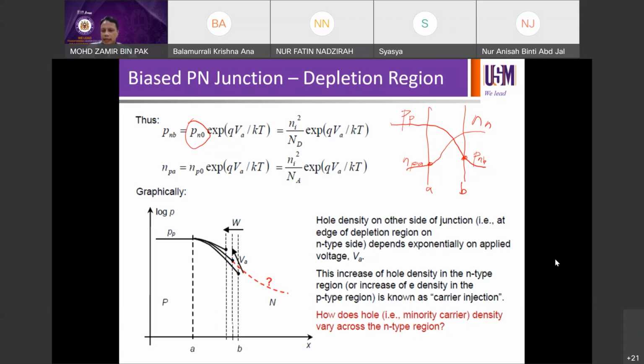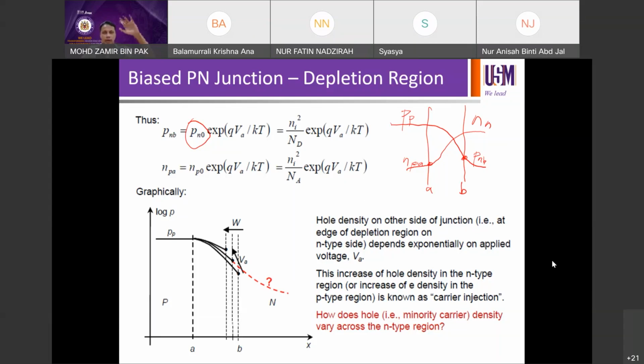Okay, holes in n-type at thermal equilibrium, right? So when you want to calculate the PNB, it is the holes in n-type at point B under forward bias condition. So you want to compare that with holes in n-type at thermal equilibrium. Maksudnya kita nak tengok how much changes do you have for hole as the minority carrier in n-type at forward bias condition in comparison to thermal equilibrium.